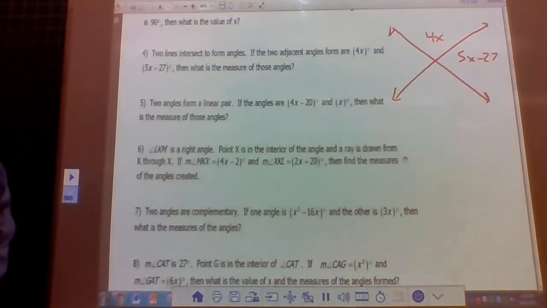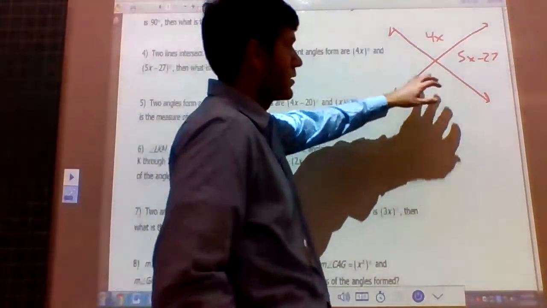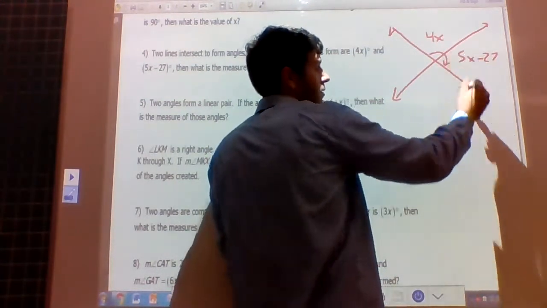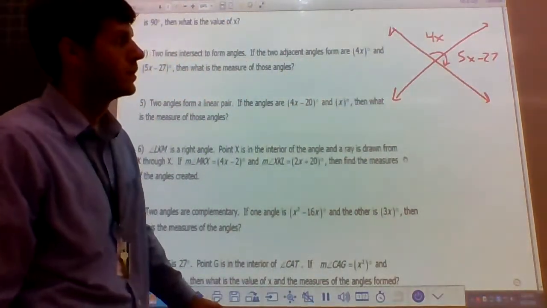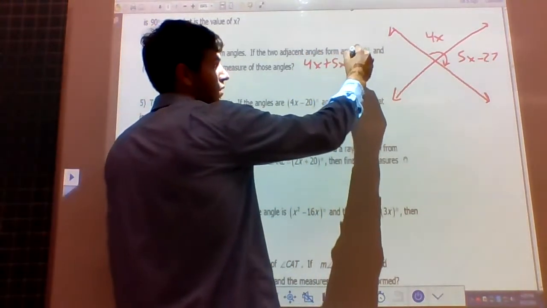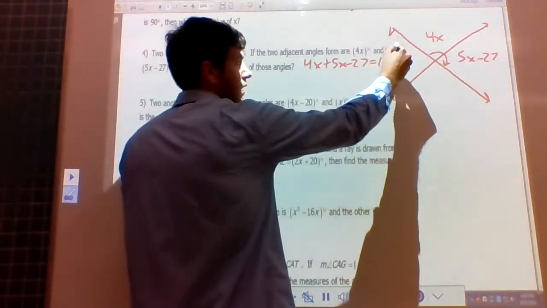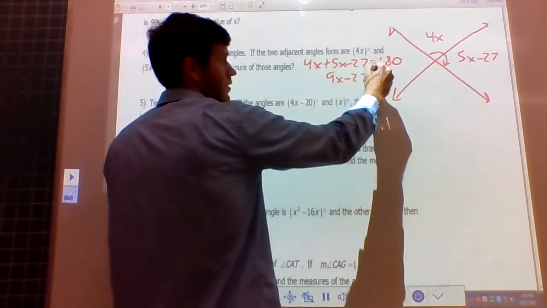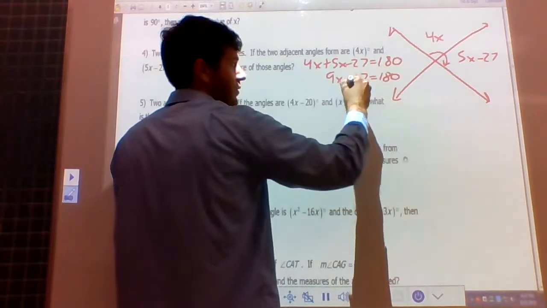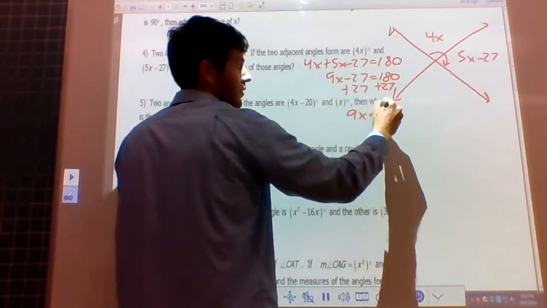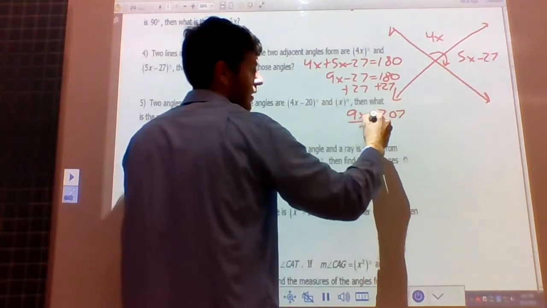Adjacent angles are angles that are right next to each other. Since we had two lines that intersected, our two adjacent angles are going to add up to 180 degrees. They're going to be supplementary. So we can do 4x plus 5x minus 27 equals 180. So 9x minus 27. Add 27 to both sides. 9x is going to equal 207, and then we can divide by 9.